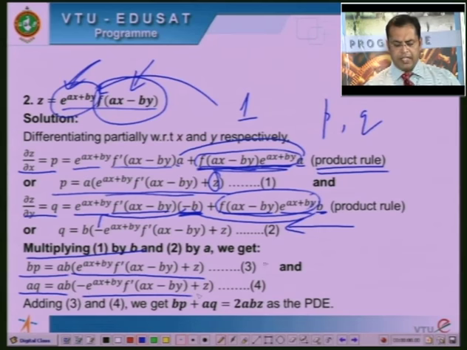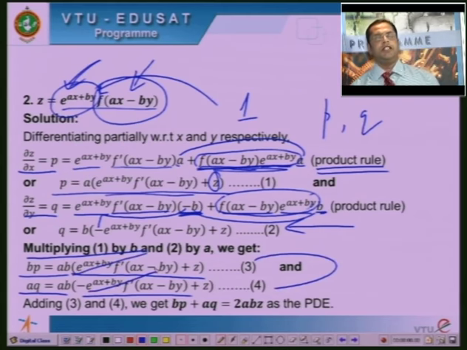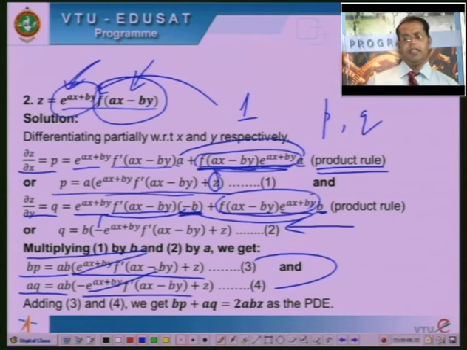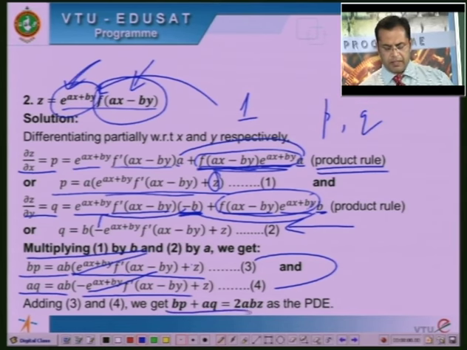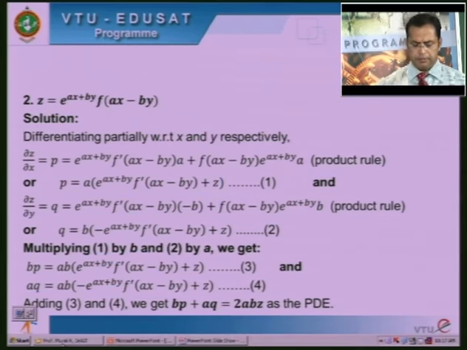Finally, add equations 3 and 4 and observe that when you add, these two terms get cancelled because they are opposite in sign, leaving you 2z within the brackets. So, bp plus aq becomes ab plus ab, 2ab into z. You have 2z in this. So, bp plus aq equal to 2abz is the required PDE.